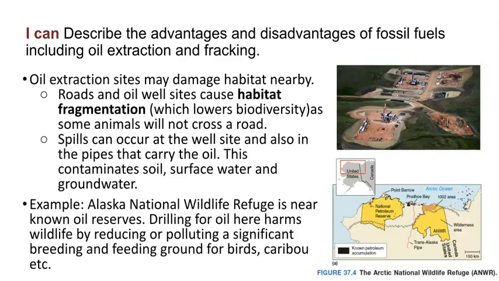So we have oil extraction sites that may damage habitat. You can see here that this is an oil well. Now you have a fragmented habitat, which lowers our biodiversity. Some animals will not cross roads. Spills can also occur and contaminate soil and surface water and groundwater. For example, the Alaska National Wildlife Refuge is near known oil reserves. Drilling for oil here harms wildlife by reducing or polluting significant breeding and feeding grounds for birds, caribou, etc. This is at the very northern part of Alaska.